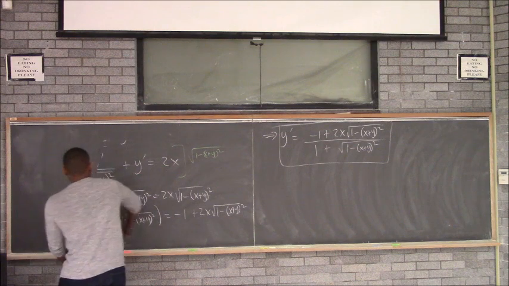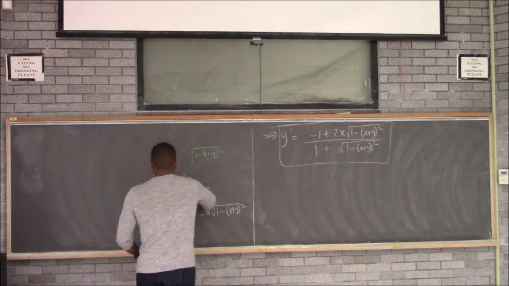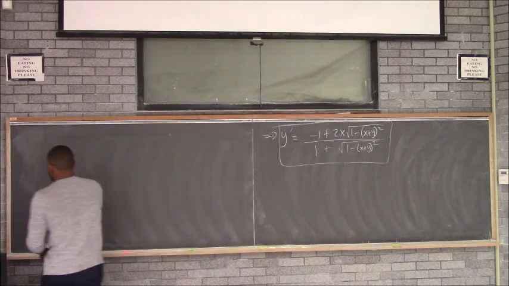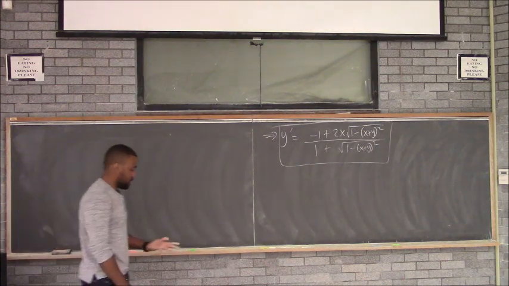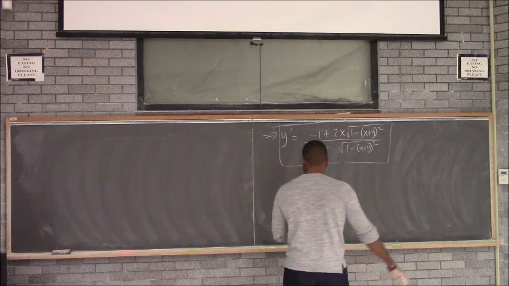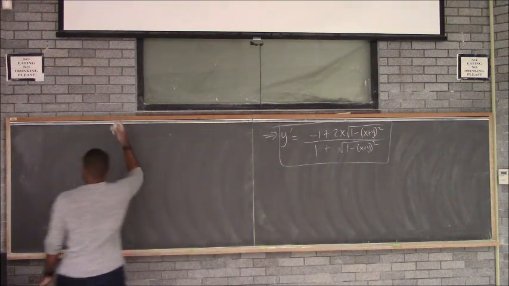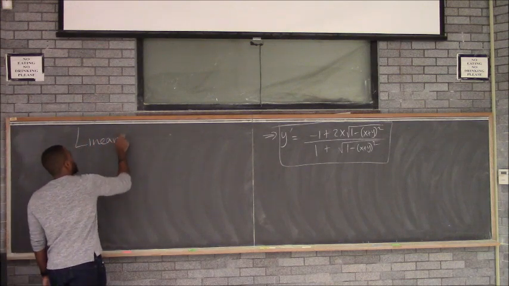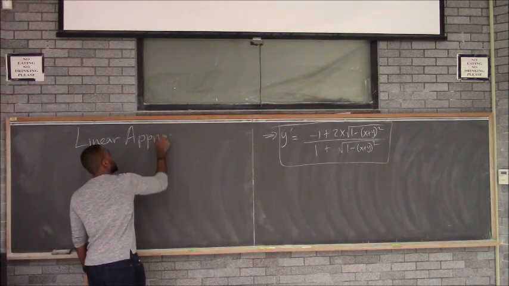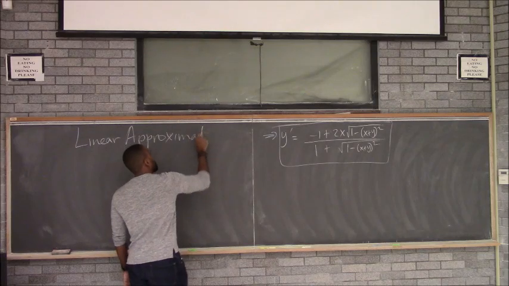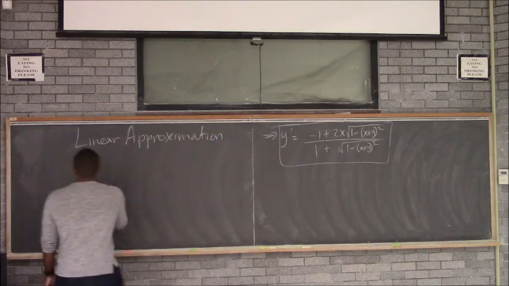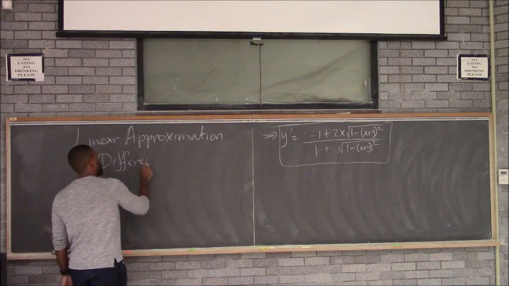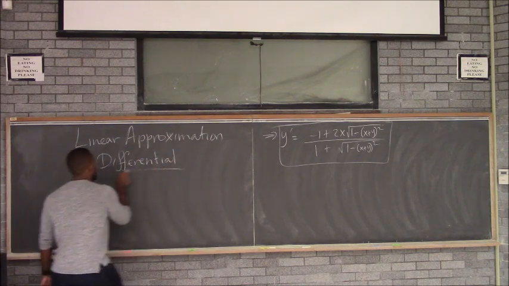So I want to talk about another topic. Not going to be a huge conceptual leap. We're just going to use what we've been doing before, kind of, with tangent lines. Just a different way to look at the tangent line. The topic is called linear approximation. And differentials, these kind of refer to the same thing. I'll tell you where the name differential comes from a little bit later.